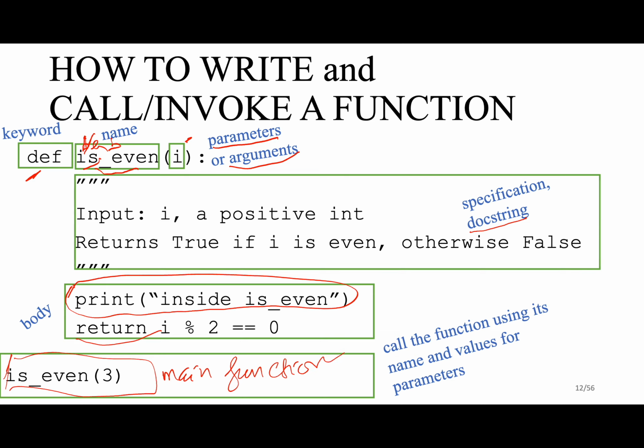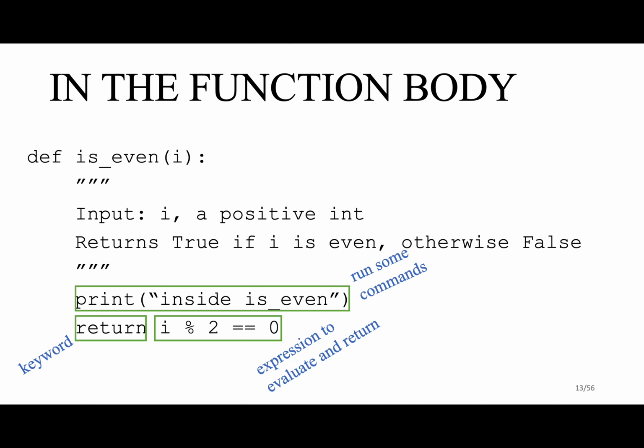We call it the entry point of the program. So it means that when you run your Python file, it will execute this function before anything else. That's the reason why we call it the main function. So we have a return here.